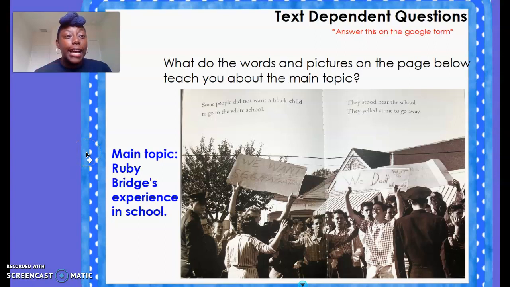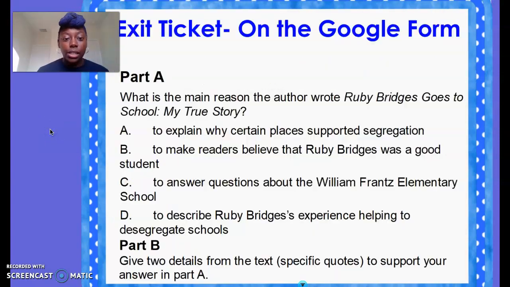Remember, you are finding that text, you're using that text to think about what the pictures and the words are teaching you about the main topic, which is Ruby Bridges' experience in school. So how do those 2 things connect? Answer it on your Google form. And when you're finished answering that question, then you can move on to your exit ticket.